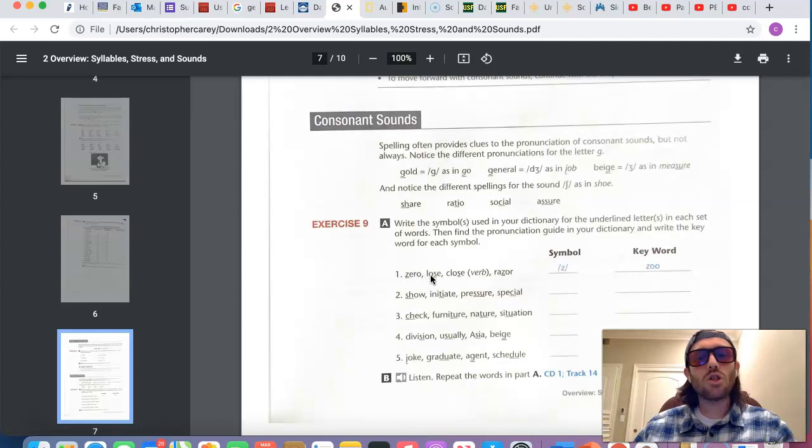Zero, lose, close, razor. You can see that's the z consonant sound that is used for all of them. And notice it's both for the letter Z and S. Number 2, show, initiate, pressure, special. It's an example of the sh consonant sound there, like how we saw up above. And you can listen to CD1 track 14 as well to hear the pronunciation again.